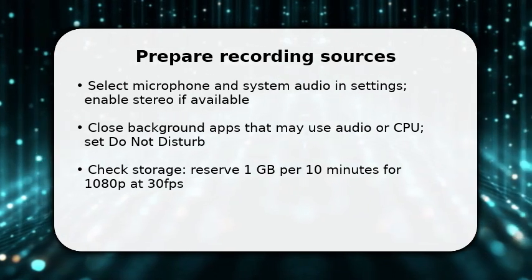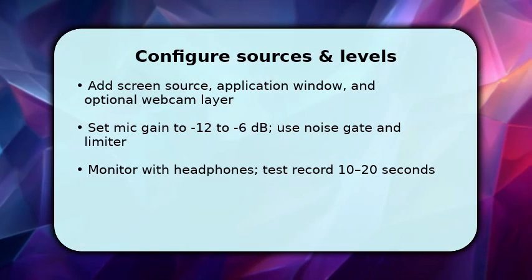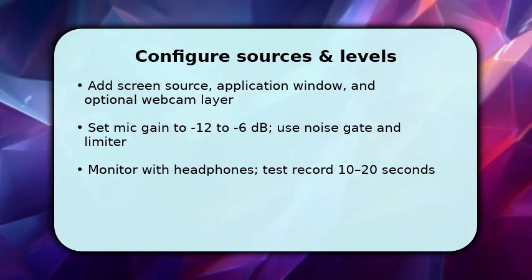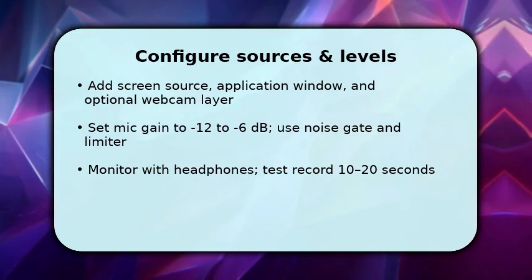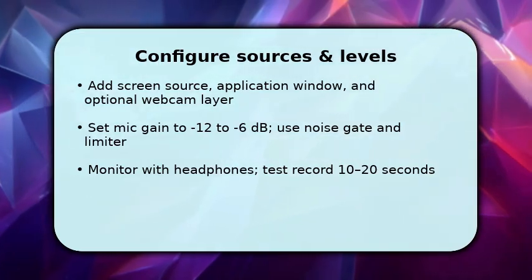Next, you assemble sources and balance levels so audio stays clean during capture. Add a screen or window source, then overlay webcam if needed. Position layers logically. Set mic gain between -12 and -6 dB to avoid clipping. Add a noise gate and a limiter to control peaks.